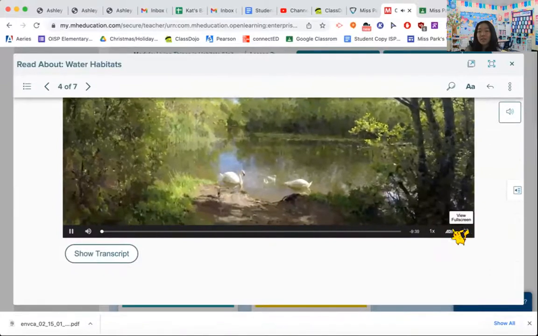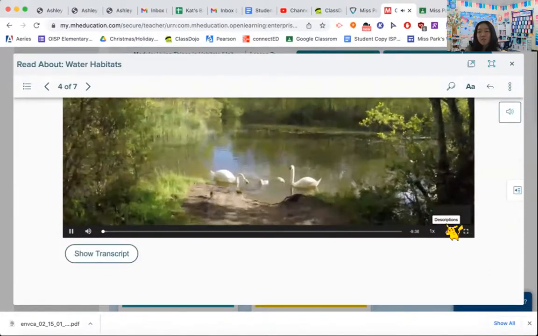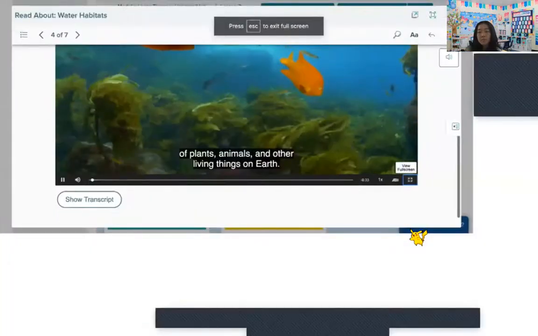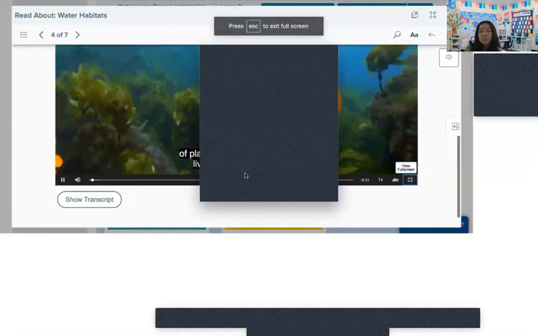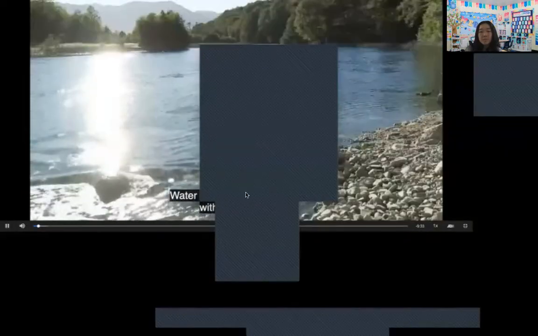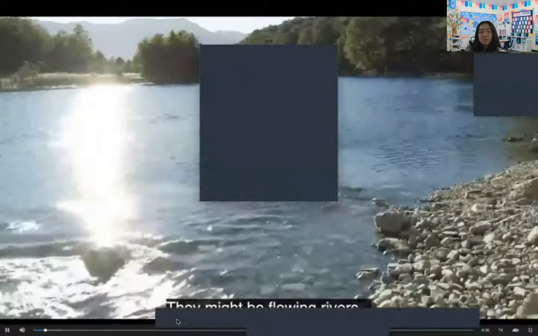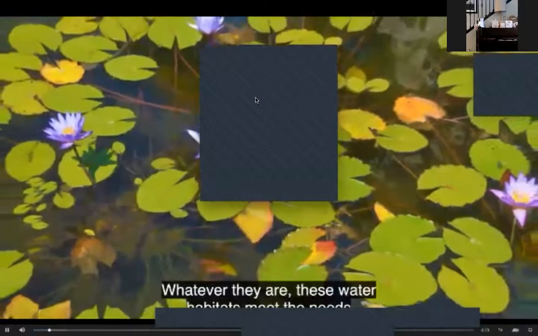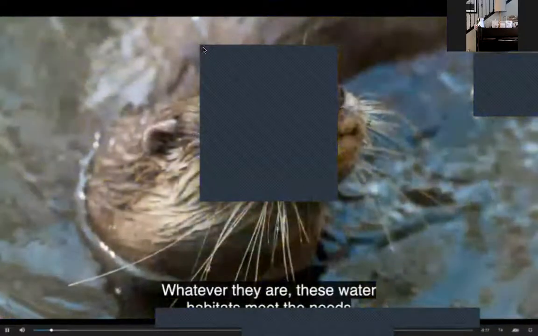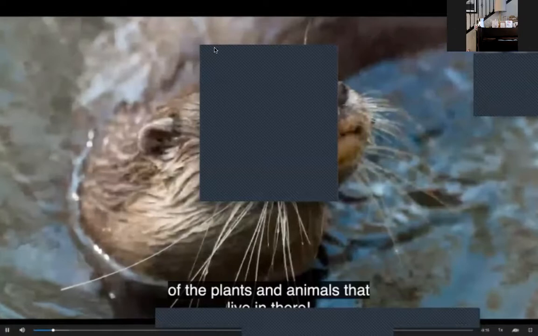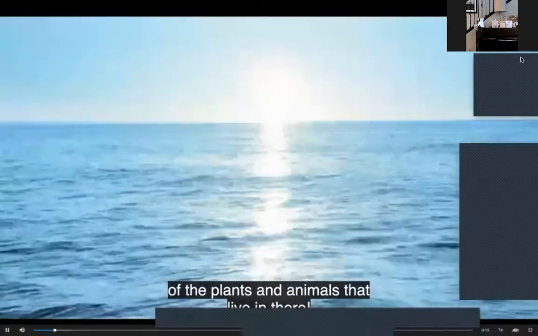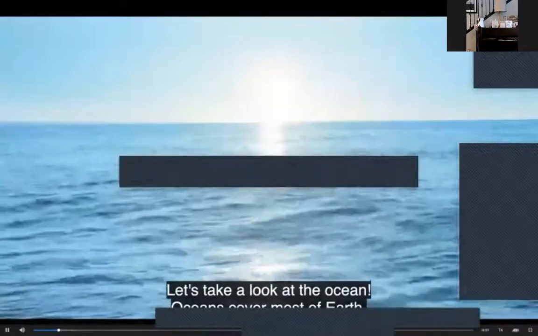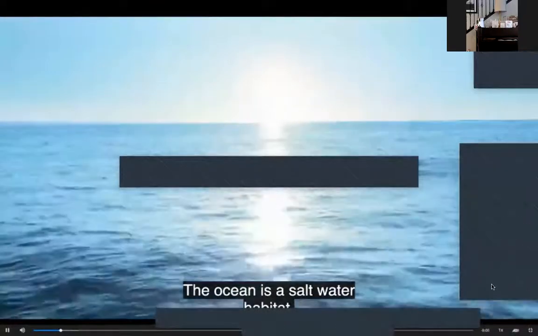Water makes a great home for millions of plants, animals, and other living things on Earth. Water habitats might be filled with salt water or fresh water. They might be flowing rivers or ponds full of plants. Whatever they are, these water habitats meet the needs of the plants and animals that live in there. Let's take a look at the ocean. Oceans cover most of Earth. The ocean is a saltwater habitat.